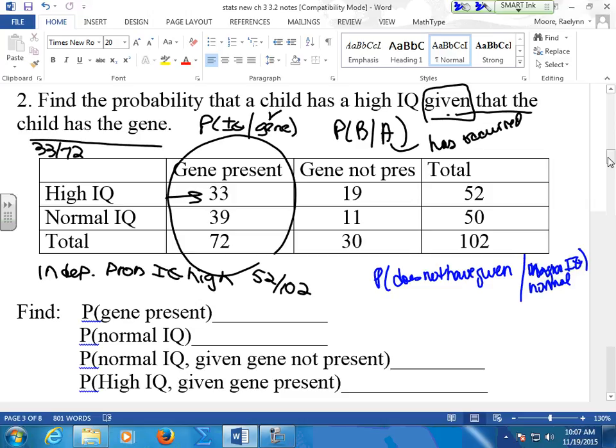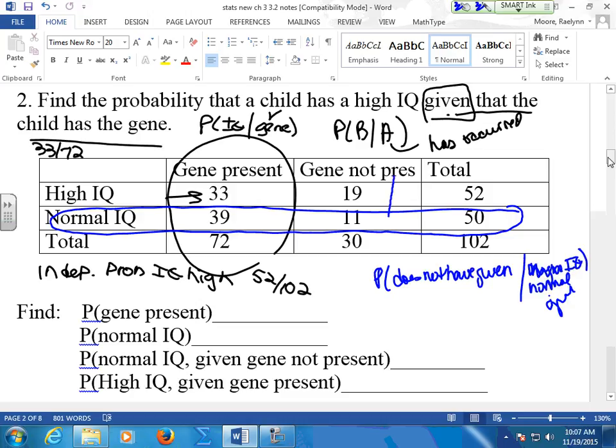So Julia, what do you think? Okay, so what part are we looking at first? The given. The normal IQ. So now I'm looking this way. Normal IQ. Don't look out of that blue circle. So the probability that the child does not have the gene, out of 50. Good. Remember, probabilities are part over whole. If your probability ends up greater than 1, that means you took how many times it happened. You didn't take the probability.